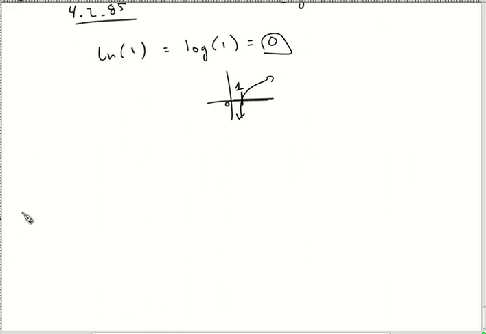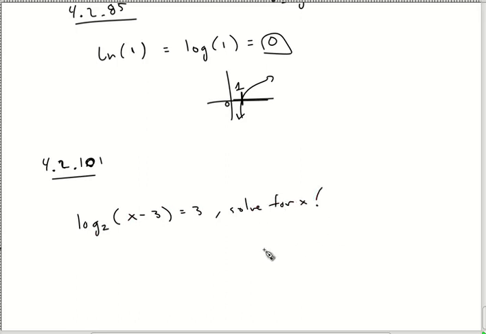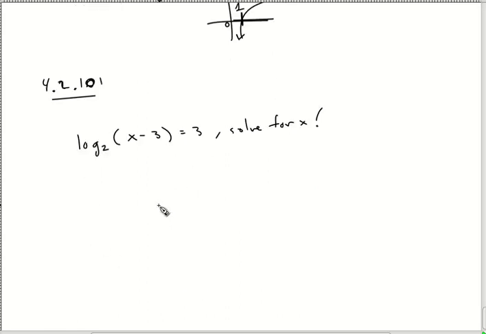Let's keep cruising. 4 to 101. So I have log base 2 of x minus 3 is equal to 3. And it says solve for x. I love solve for x. It's like a happy place in my mind. Yay. So what I'm going to do is rewrite it using friends. And so you start with your base, and then you got up top and on the side.